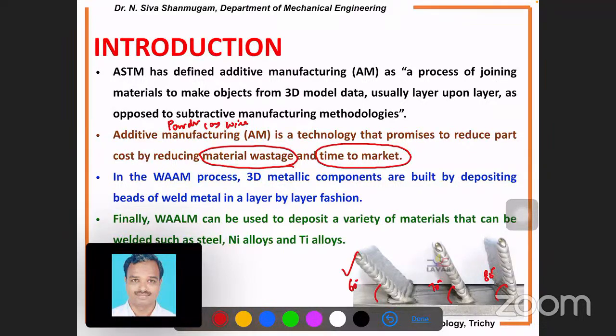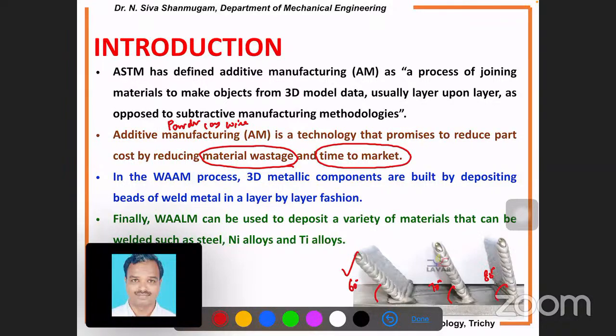In the WAAM process, 3D metallic components are built by depositing weld beads in a layer-by-layer fashion. Finally, WAALM: wire arc additive layer manufacturing can be used to deposit a variety of materials that can be welded, such as steel, nickel alloys, and titanium alloys. I have listed only a few. You can also do aluminum alloys, cobalt alloys, all types of alloys.